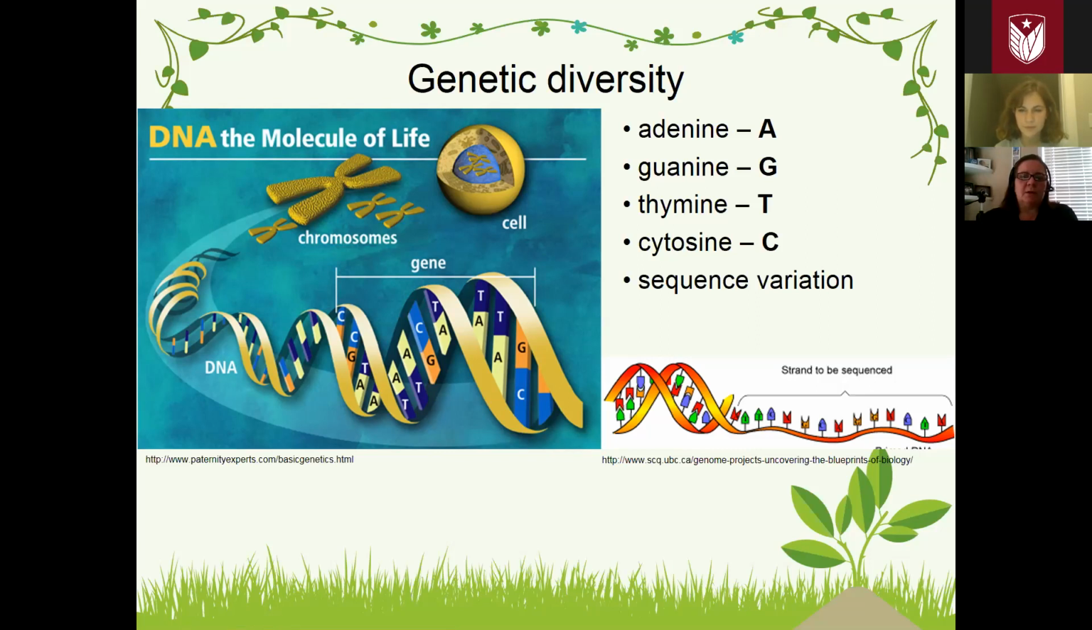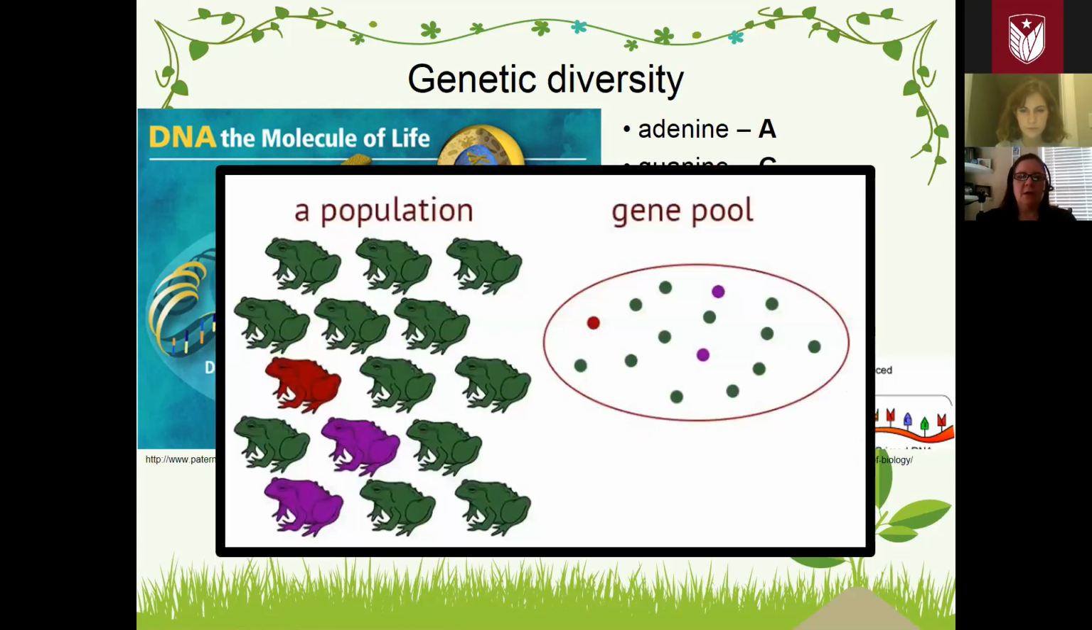So we talk about sequence variation, and that basically means there are parts of our DNA genome that are different. Now, why is this important to biodiversity? On the left here, we have a population of frogs, and we can see that there is variation, in this case, in their skin color. There is some gene sequence in their DNA that codes for that color. The genes and the sequences that make up those different colors are what we call the gene pool.